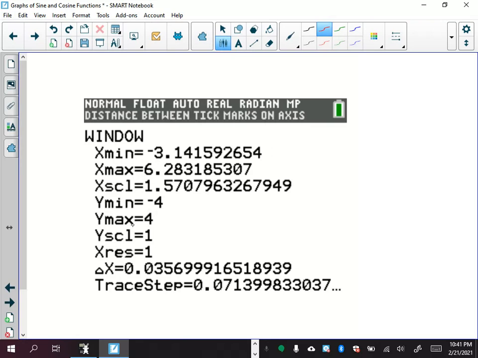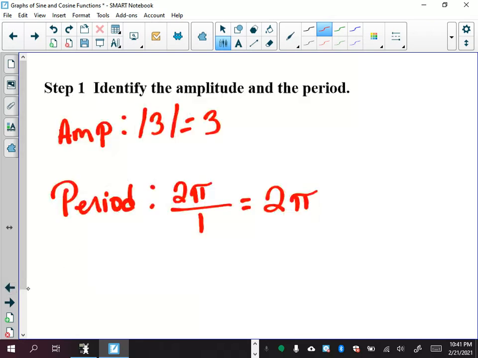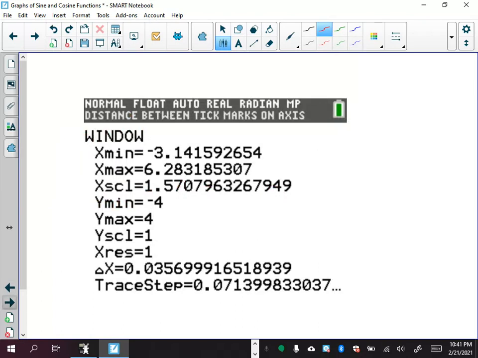For your y min and y max, we talked about right here your amplitude. Your amplitude is 3. So I always like to go one more and one less just to give myself enough room. So instead of -3 and 3, I went -4 and 4. And so that way you can see a little bit more on the graph, and it's not actually going to the top and to the bottom of your actual calculator. And that x scale, don't really care about. You can keep it at 1. That's fine.